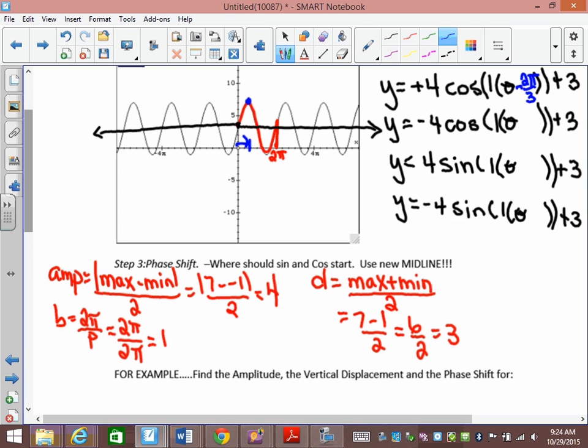Negative cos, we look at our closest negative, which looks like it's at a terrible spot. It's in between. That's ugly. So it would be, yeah, 5 pi over 6.